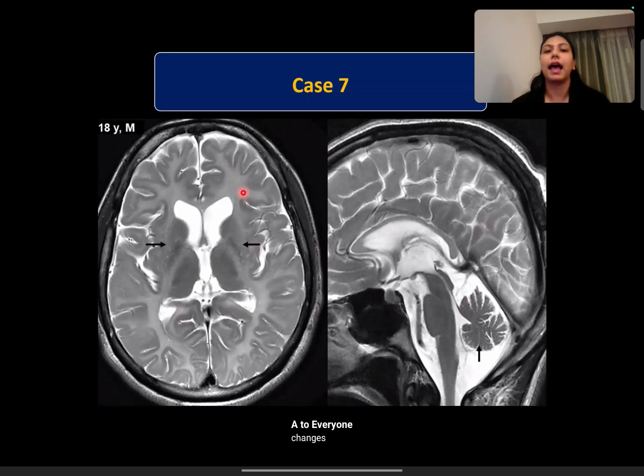the hypomyelination. So there is hypomyelination, but there is very predominant basal ganglia and cerebellar atrophy. As the name suggests, can you guess the diagnosis? There is hypomyelination with atrophy of basal ganglia and cerebellum. It is actually HABC. The name itself is hypomyelination with atrophy of basal ganglia and cerebellum.